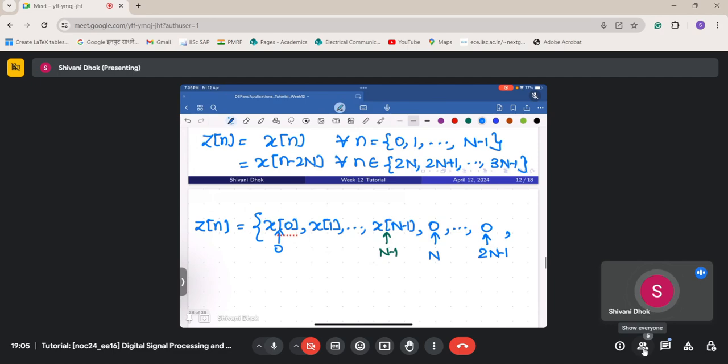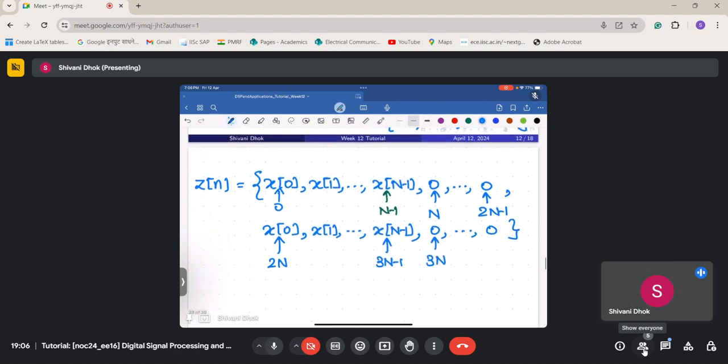Then at location 2N, I'll substitute it as x of n minus 2N. So x of 2N minus 2N will be x of 0. This is at n equal to 2N. Then it will be x of 1 and so on till x of N minus 1, and this location will be 3N minus 1. And after that, that is from n equal to 3N, it will be 0 and so on like this. So this is 3N. So this is how our z of n looks like.